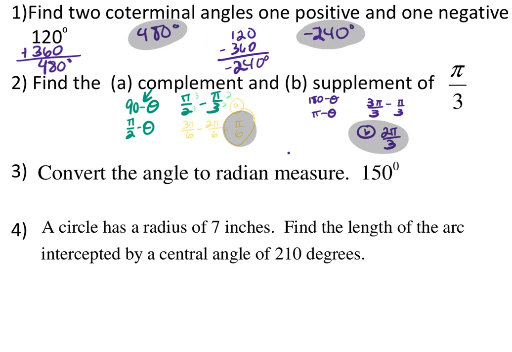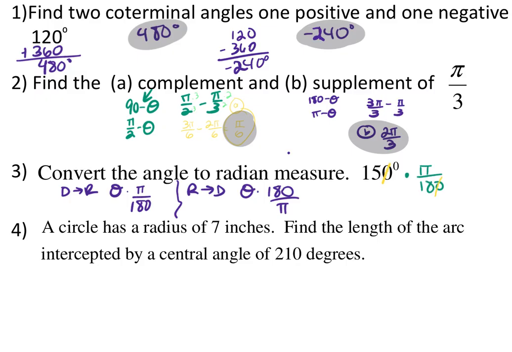Okay. C, convert the angle from radians, or from degrees to radians, or we could go the other direction. So if I'm going degrees to radians, I take theta and I multiply it times pi over 180. If I'm going radians to degrees, then I take theta and I multiply it times 180 over pi. So this one is in degrees. I'm going to multiply times pi over 180.